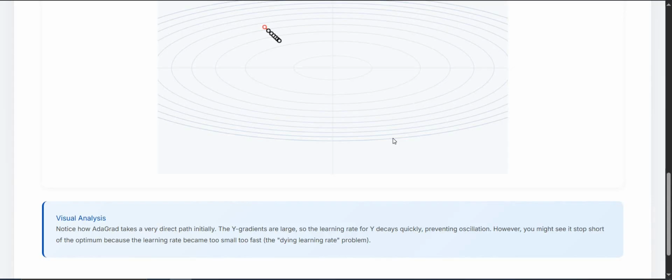And when you check the AdaGrad trajectory on the contour plot below, you can see it starts off pretty direct. It avoids the bouncing problem because it quickly reduces the learning rate in the steep direction. And then it fizzles out early because the step size becomes too small. So yes, it behaves better than vanilla gradient descent, but it still gets stuck. Okay, that's it.